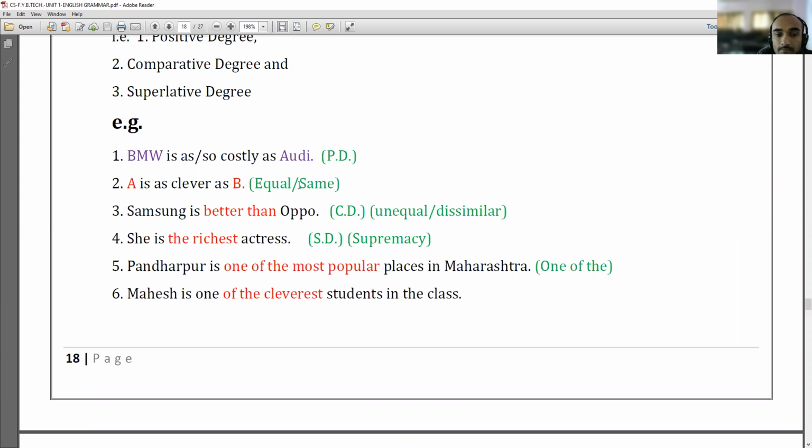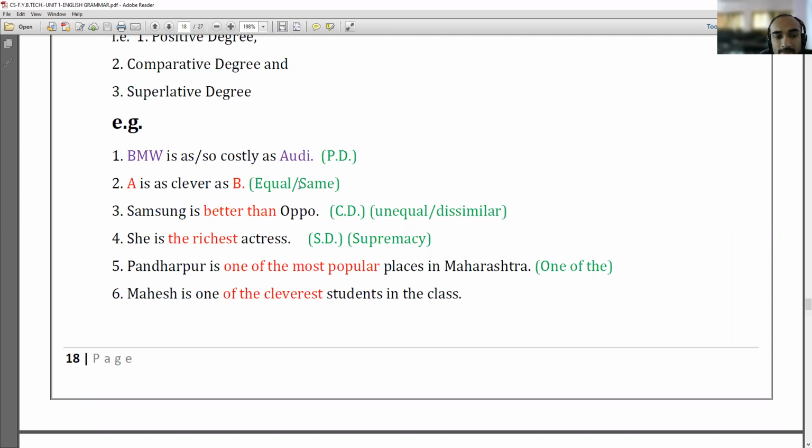BMW ही Audi एवढीच महाग आहे. Yes, very correct. BMW ही Audi इतकीच महाग आहे. So for positive degree forms, we are using as construction. Okay, or as, adjective, as. This type of format we are using. Or so adjective as, असं सुद्धा आपण पॉझिटिव्ह डिग्री मध्ये फॉर्मॅट वापरतो. BMW is as costly as Audi, or Audi is as costly as BMW.